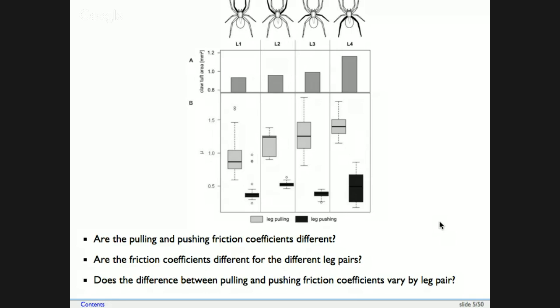So here are some of their research questions. Are the pulling and pushing friction coefficients different? It certainly looks like it in this box plot, but we'd like to have a statistical test for that. It's not always going to be so obvious. Are the friction coefficients different for the different leg pairs? Maybe. And it seems to depend on whether it's pushing or pulling. Or does the difference between pulling and pushing friction coefficients vary by leg pair? So is this difference between pushing and pulling more or less the same for each, or is that difference changing? These are all questions that we can address by linear models and by analysis of variance.